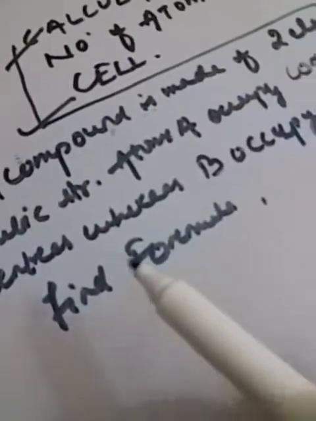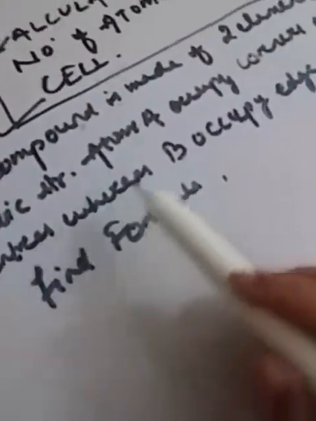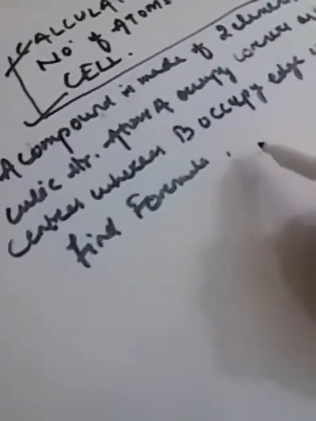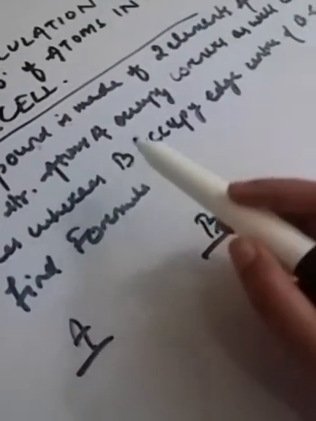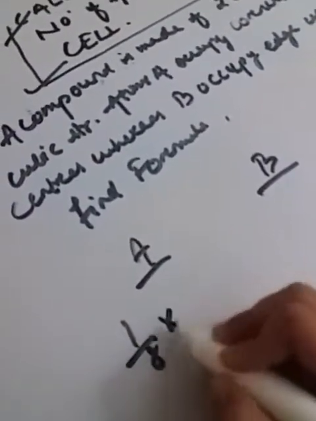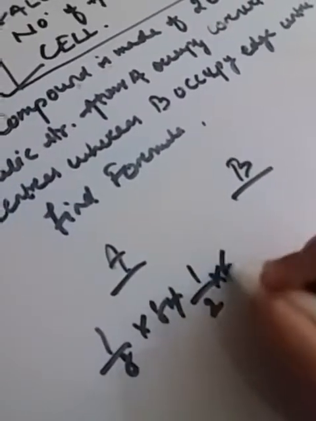The next question is: a compound is made up of two elements A and B having a cubic structure. Atoms A occupy corners as well as face centers. Corners means 1 by 8 into 8, plus face center, half into 6. So 3 plus 1, that is 4 atoms.